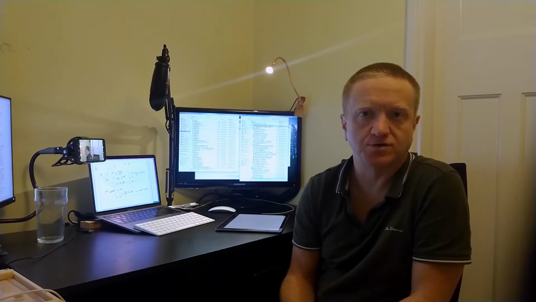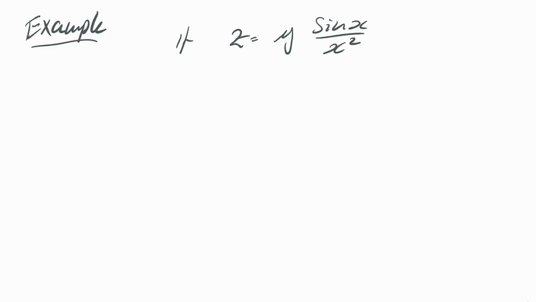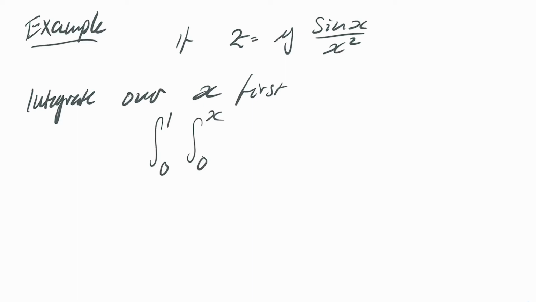In fact, choosing the order of the integration carefully can be critical as to whether you can do the integral or not. So let's say we have the function z equals y sine x over x squared, and let's choose a region as that triangular region we've just had a look at. Let's try this both ways. So the first way, we set this integral up as the integral from 0 to 1, 0 to x.